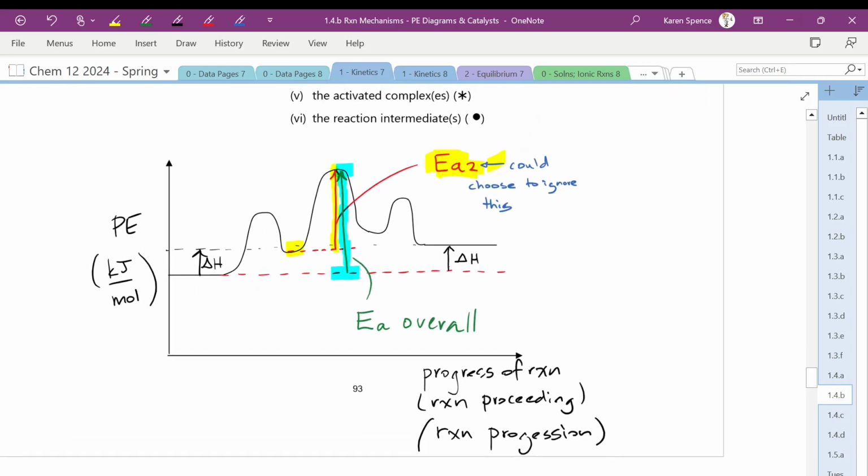And let's label our activated complexes. How many are there? 3. 1, 2, 3. And where would we label our reaction intermediates? Those would go in the valleys. Okay, so there and there. And that's that.